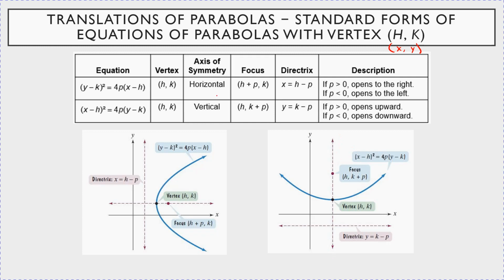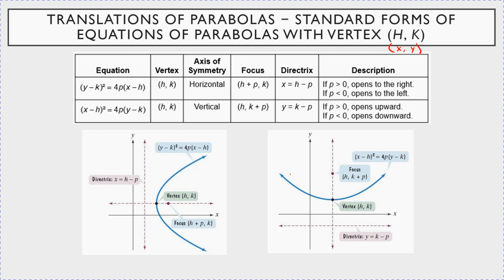axis of symmetry. The focus is going to occur at either this one, it'll be (h plus p, k), or down here it'll be (h, k plus p). Then the directrix here, if it's this type, will be the line x equals h minus p, or if it's this type, the directrix will be y equals k minus p. And p will tell you if it's going to open to the right or left, or upward or downward. So I'm just going to focus on the positive p's here. So we're just going to do opening upward like this.